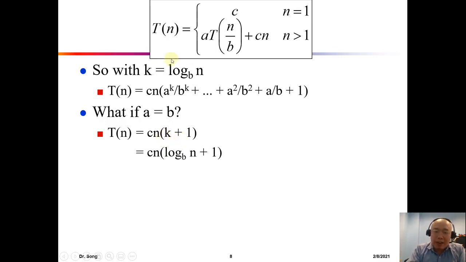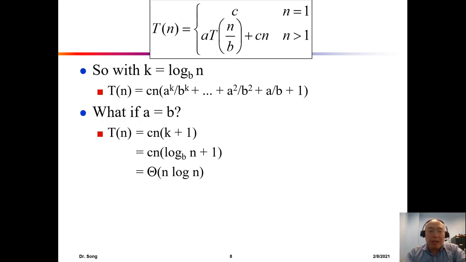And what is the k value? k is log base b of n, right? So we substitute k using log base b of n, and this is what we are going to have. And then we expand that, and you will find that it is theta of n log n. So theta n log n, does that sound familiar? That is the merge sort, right? So merge sort is one of the cases when a equals b.